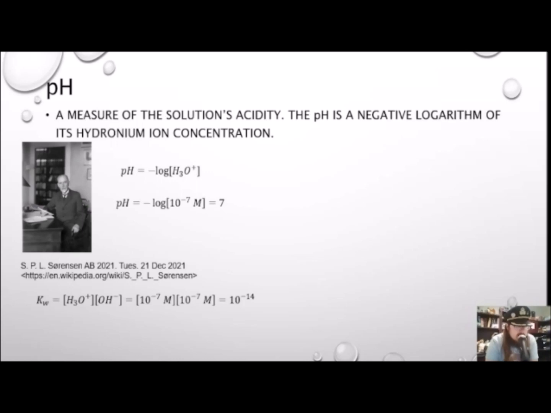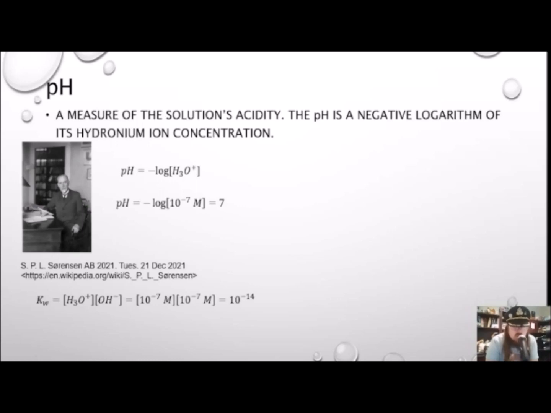So rather than deal with this scientific notation, which can still be rather complicated, a Danish scientist by the name of S.P.L. Sorensen in 1909 proposed to treat them exponentially. And so we invented the pH. The pH is a measure of a solution's acidity, where pH is a negative logarithm of the hydronium ion concentration. So take the negative base 10 log of this, and it'll turn that into a simple number.